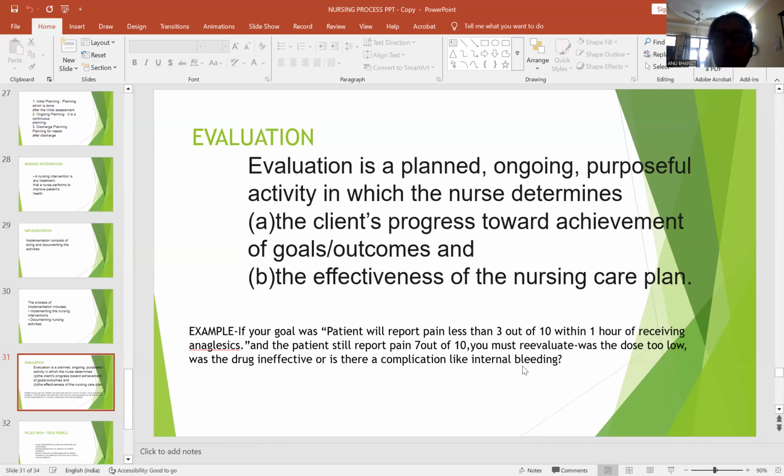For example, if your goal was that the patient will report pain less than 3 out of 10 within 1 hour of receiving the analgesic, and the patient still reports pain 7 out of 10, you will reevaluate: was the dose low, is the drug effective, or is there any complication like internal bleeding. In which process do we check this? In the evaluation.